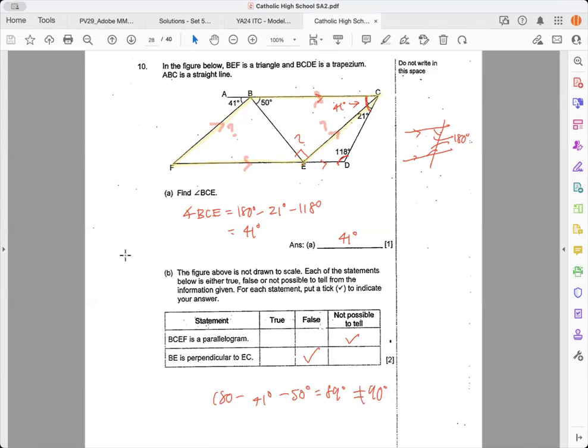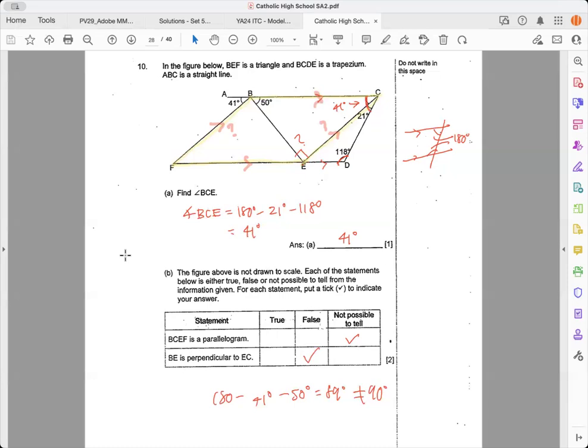All right. So for some statements, you can actually calculate to determine whether it is false or true. So calculate it. Don't just look at it and then say not possible to tell. When it's not possible to tell, test it: is it true or is it false? If two scenarios could happen, then it's not possible to tell.